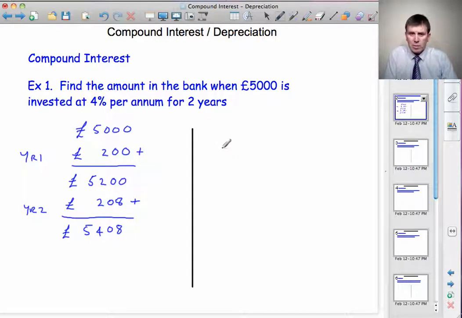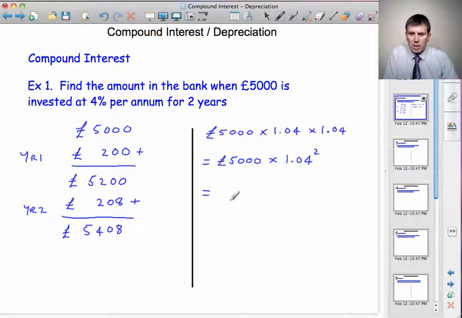Now, using a calculator, we can do this much more simply. We can take our £5,000 and at the end of the first year we want to add 4%, so we multiply by 1.04. Now this is the amount in the bank, and at the end of the second year we need to multiply this by 1.04. So you can see that the answer is actually obtained by multiplying the original amount, which we call the principal, £5,000, by 1.04 squared.